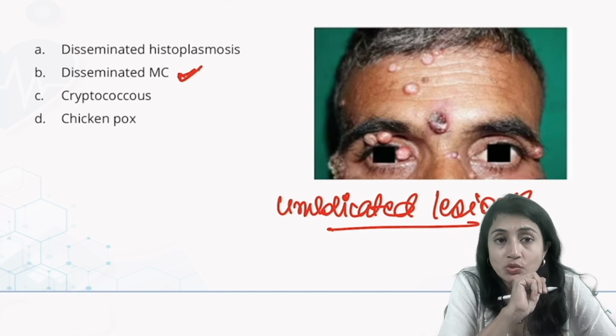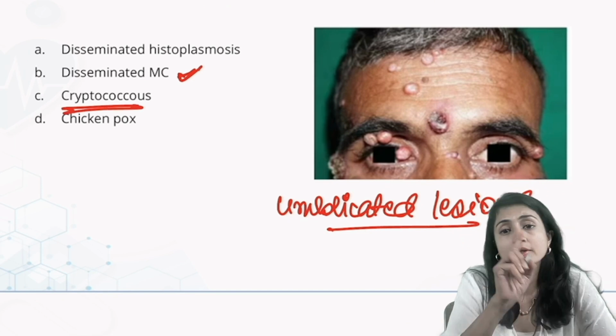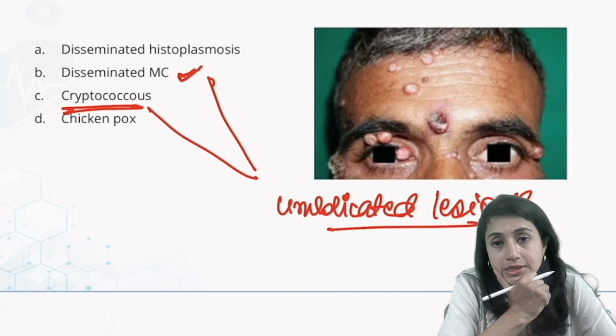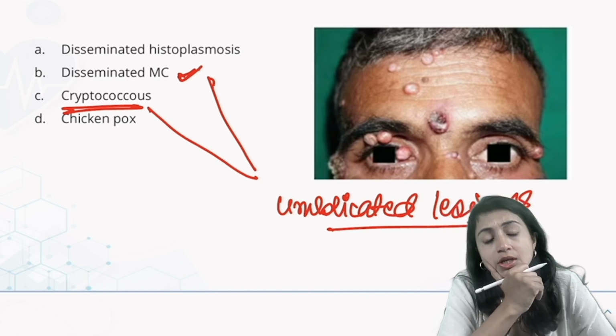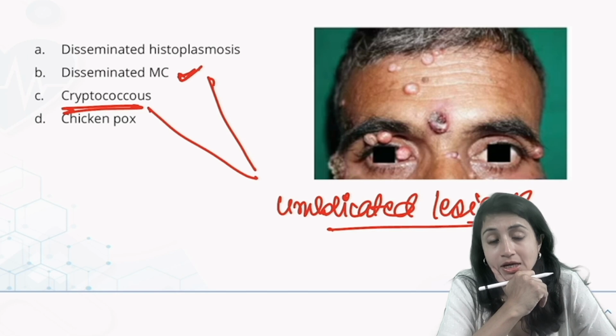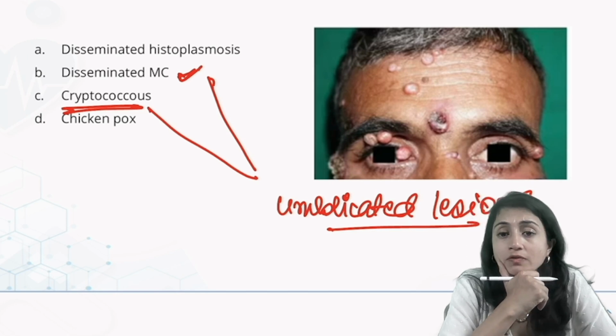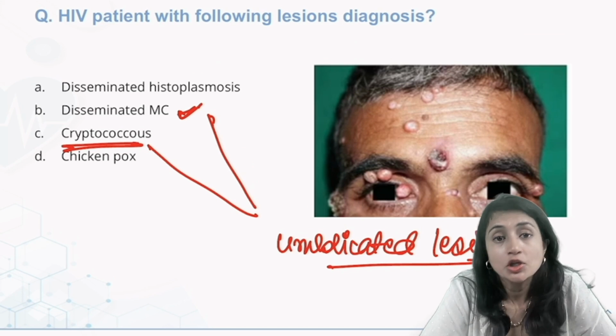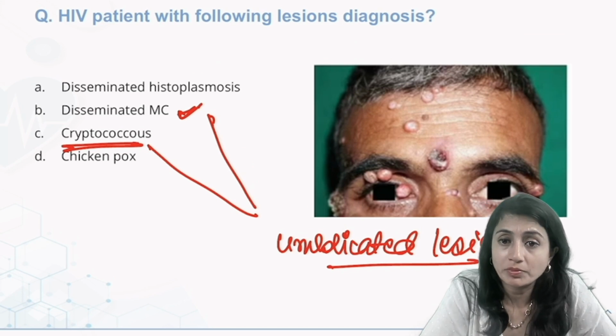But remember, students, even cryptococcus causes umbilicated lesions. So, both molluscum and cryptococcus can cause umbilicated lesions. And cryptococcus is an infection which you can see in the immunocompromised. So, you see it very commonly in HIV patients. So, what option will you mark?